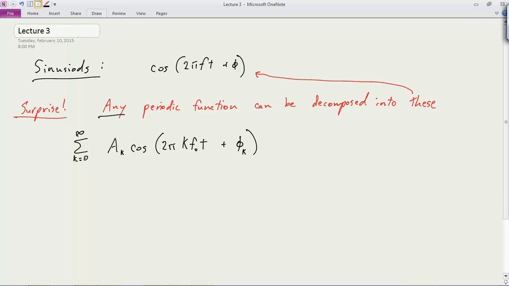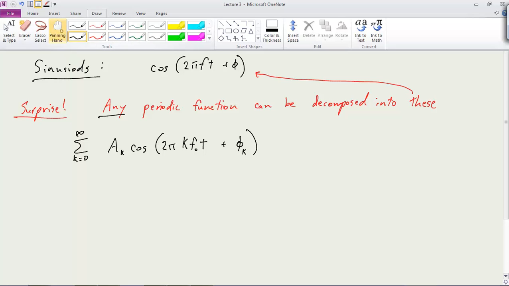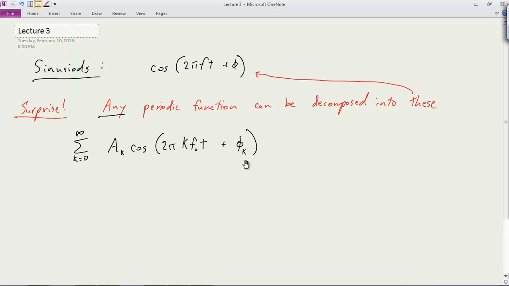So it's a sum over k's. In other words, what we're doing is we're taking a potentially infinite number of terms like this. Each one is a sinusoid of a multiple frequency of this f naught. So you have some fundamental frequency and all of its multiples. And if you do the proper scaling and shifting, you can use this to represent any periodic signal. I think it's best to start with an example here.